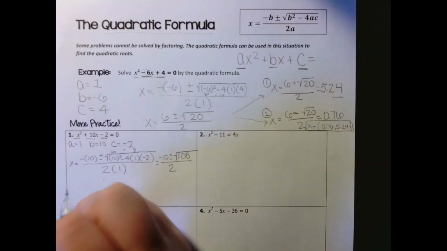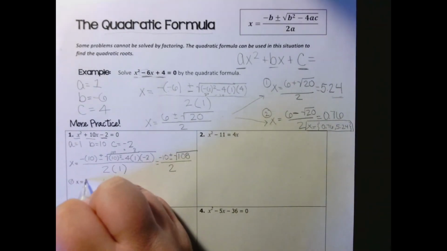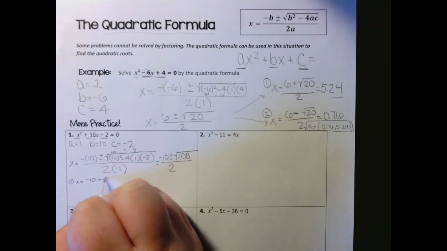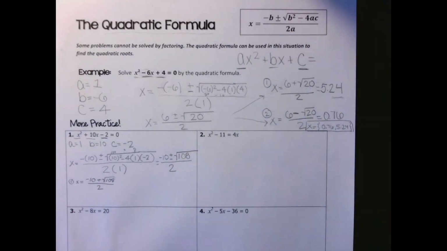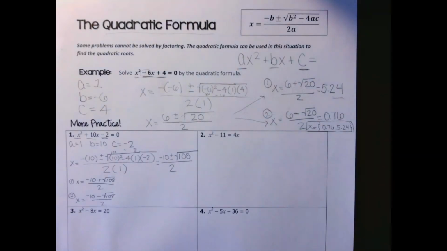Now I'm going to set up my two equations. So my first one is going to be x equals negative 10 plus square root of 108 divided by 2, and then my second equation, x equals negative 10 minus square root of 108 divided by 2. So make sure you're getting those two answers.